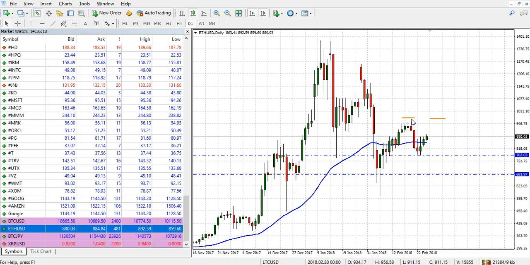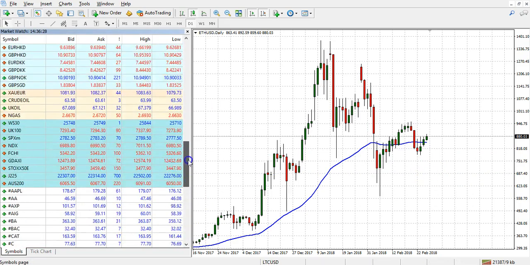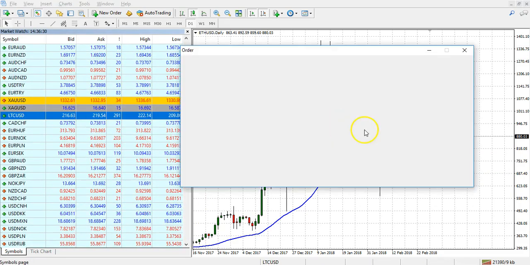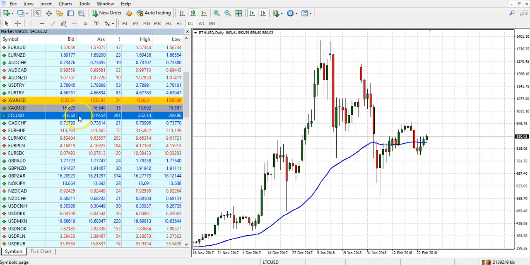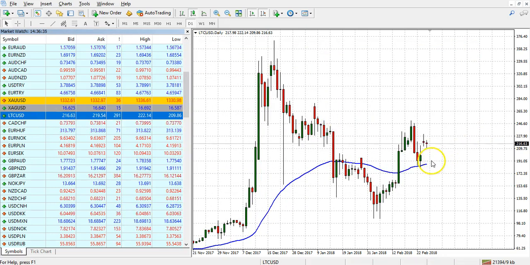Now let's take a look at what we have with Litecoin. Let's see if we can find a few levels to consider. Let's go up, sign Litecoin, and let's see here. Same price action that we experienced so far with Ethereum. Litecoin is trading above the 50-period moving average in the daily chart. So that's positive.